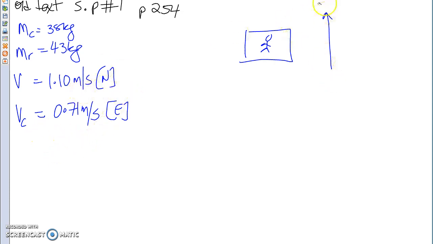So what happens? I was going north before. Now the child walks east. So what happens to the raft as the child walks east? What's that resultant velocity? We're looking for the velocity of the raft. This is prime. What is that prime?